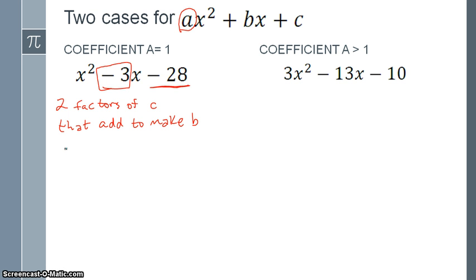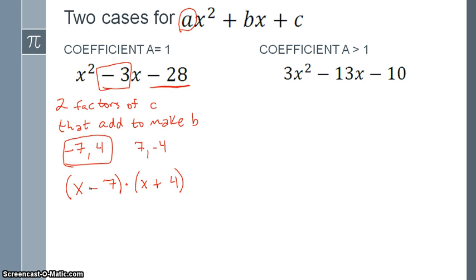So you can start by listing all the factors. There's only a couple pairs. There's 1 and 28, and there's no way I can get negative 3 out of 1 and 28. But 7 and 4 work. And now, notice that 28 is negative, so it's going to have to be either negative 7 and positive 4, or positive 7 and negative 4. Well, the one that, when we add them together, makes negative 3 is going to be negative 7 and positive 4. So our solutions, our factors, are x minus 7 and x plus 4.